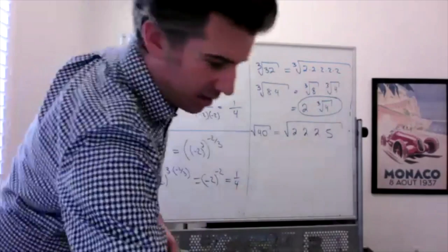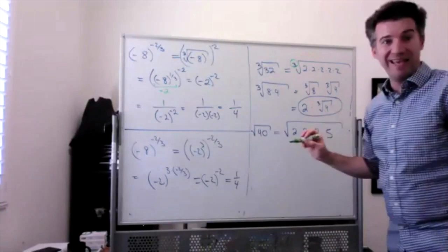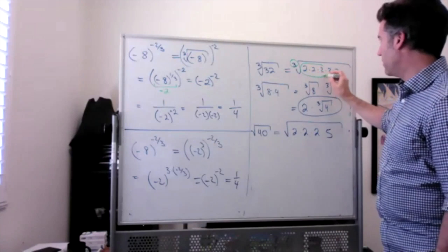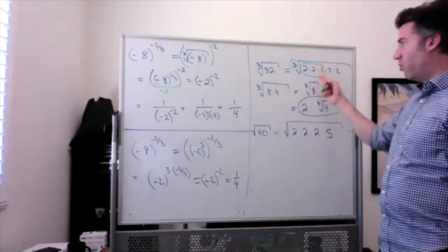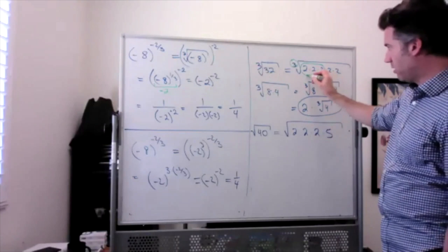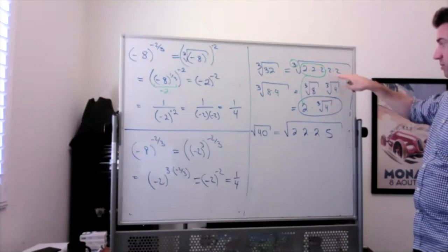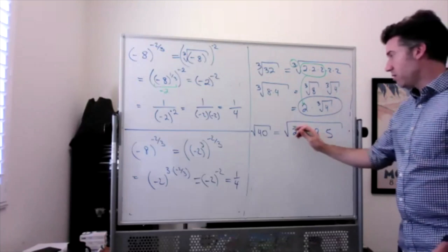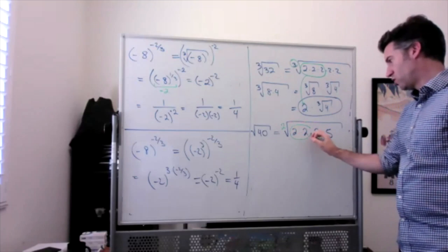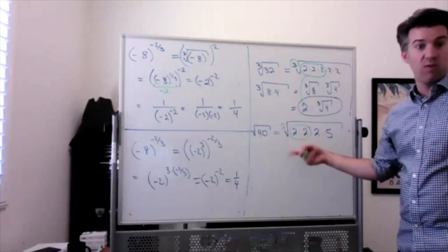And what I see here is that whatever that index is, I need that many of the same thing to be able to pull one of them out. So I pulled out 1, 2, right there. And I was left behind with the cube root of still 2 times 2, which is 4. Here, my index is 2, so I have to have 2 of a thing to be able to pull out, right? The square root of 2 times 2 is the square root of 4, which is 2.